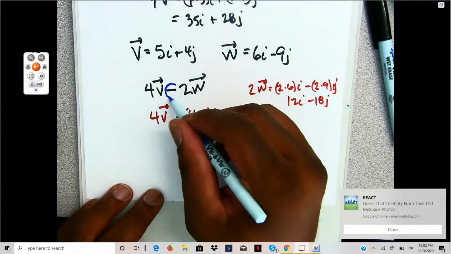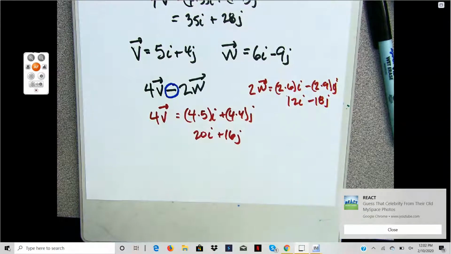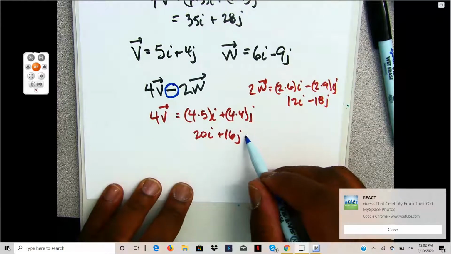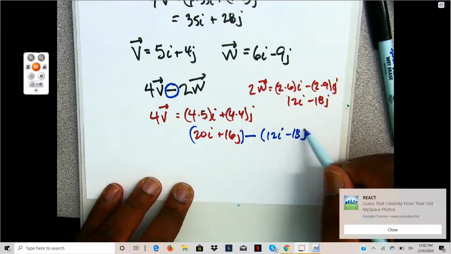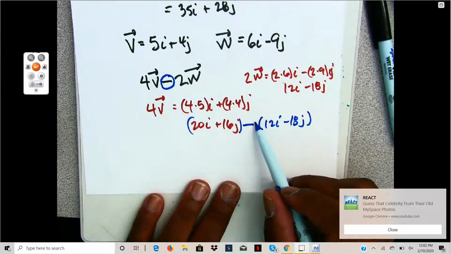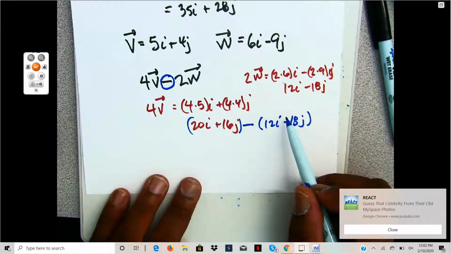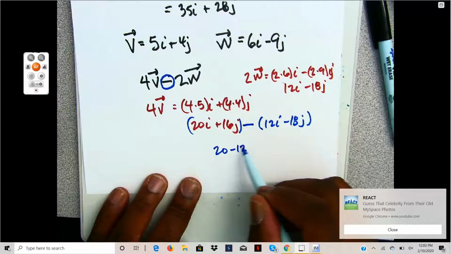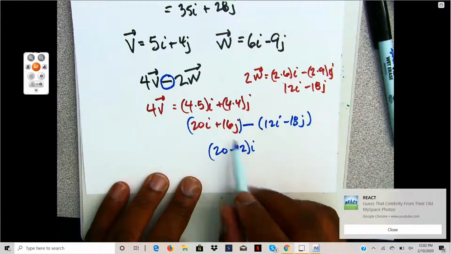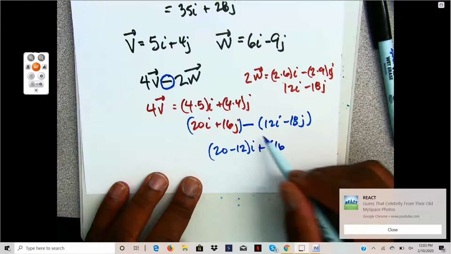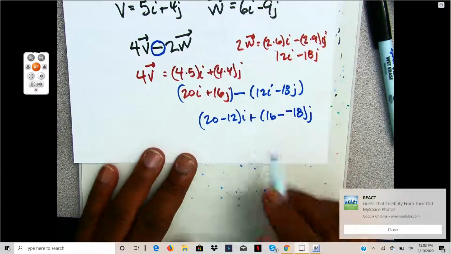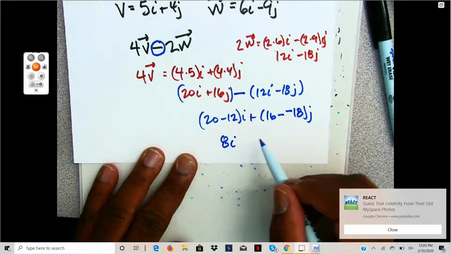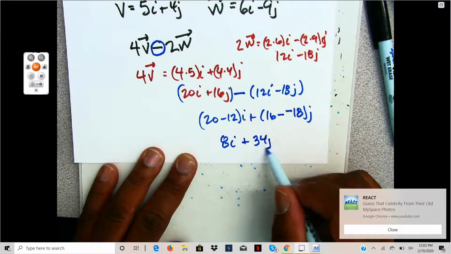But we have this negative in between. So 4v minus 2w is going to be 4v minus 12i minus 18j. This negative sign has to be distributed to both. So that's 20 minus 12 i, and then plus 16 minus a negative 18 j. So you should have gotten 8i plus 34j.